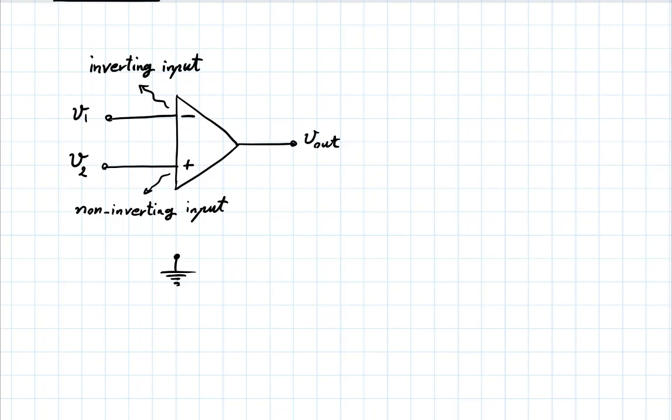Now, there's other things, and so I'll maybe mark these with a different color. And in particular, what you would call the supply voltages. So let's call this V supply positive and V supply negative.